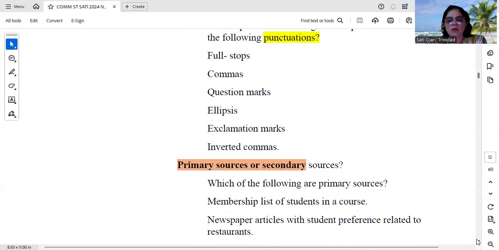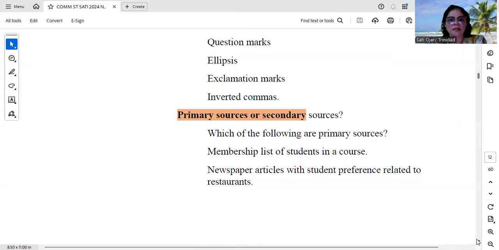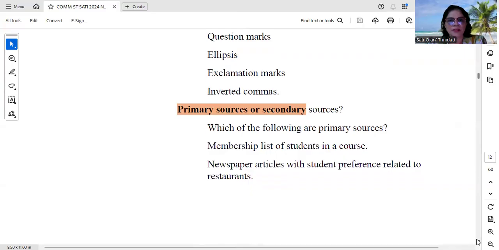The next organizational technique that we'll be looking at is primary or secondary sources. Which of the following are primary sources? The membership list of students in a course, or newspaper articles with student preferences related to restaurants. So remember, your primary sources are first-hand information, first-hand sources that came from some kind of survey. Your secondary sources would be sources that report on something that was discovered.